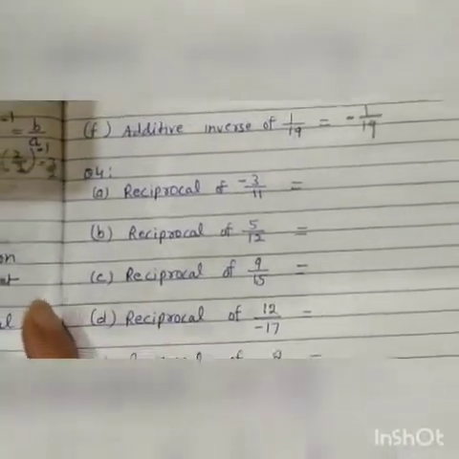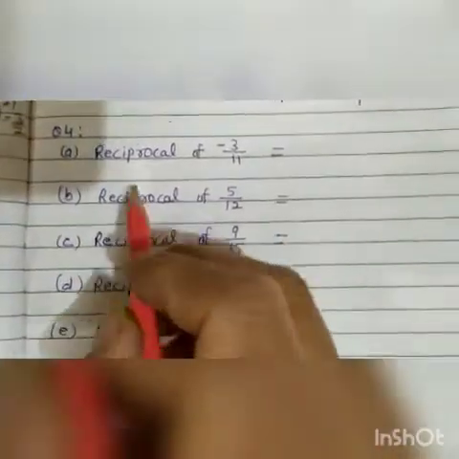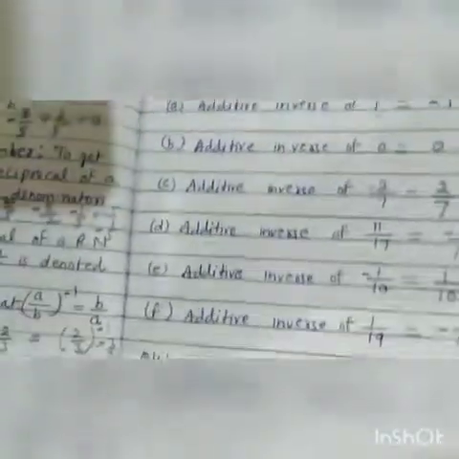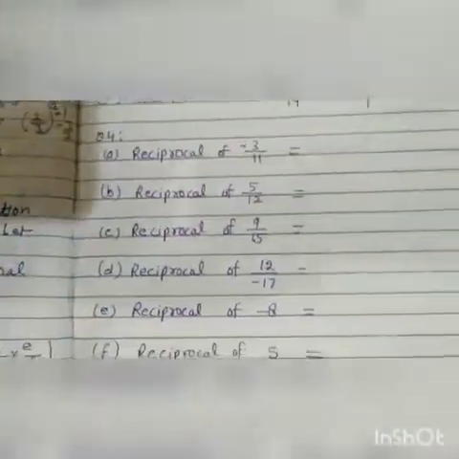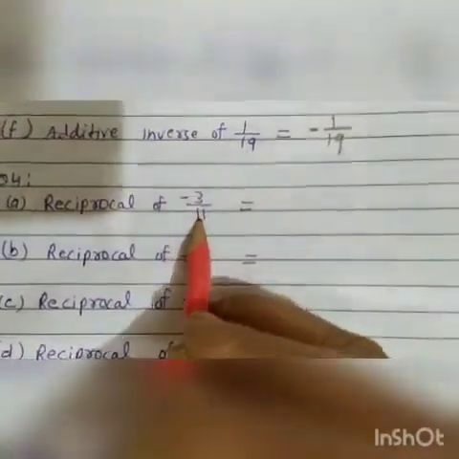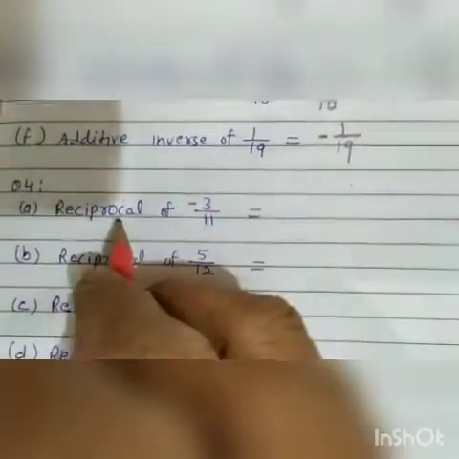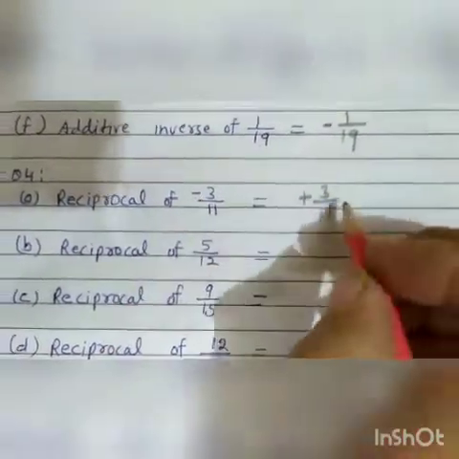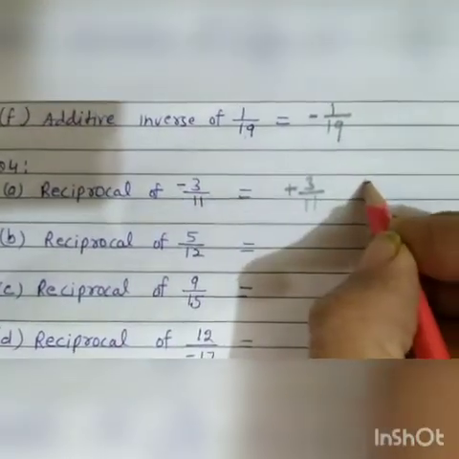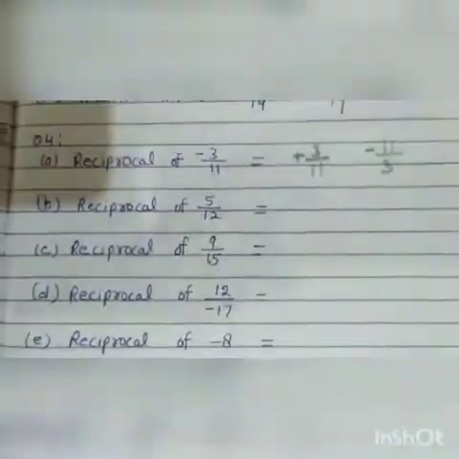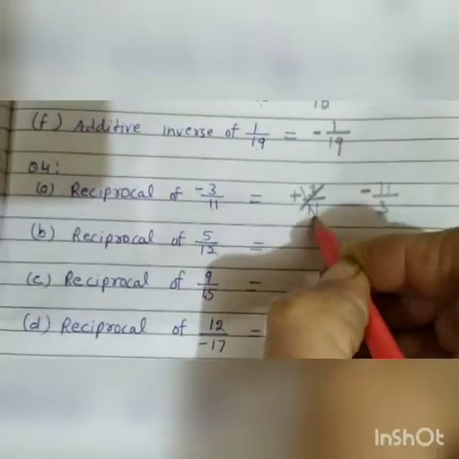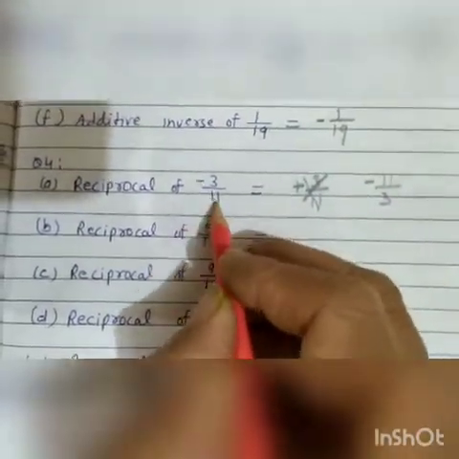Come to next question. Question number 4. In this question we have to write reciprocal. See here. Write the reciprocal of the following rational numbers. Reciprocal of minus 3 upon 11. There are two options. Plus 3 upon 11, where we change the sign, or we change the numerator and denominator and write minus 11 upon 3. Which is the correct answer? This is the additive inverse, not reciprocal. Reciprocal is minus 11 upon 3.